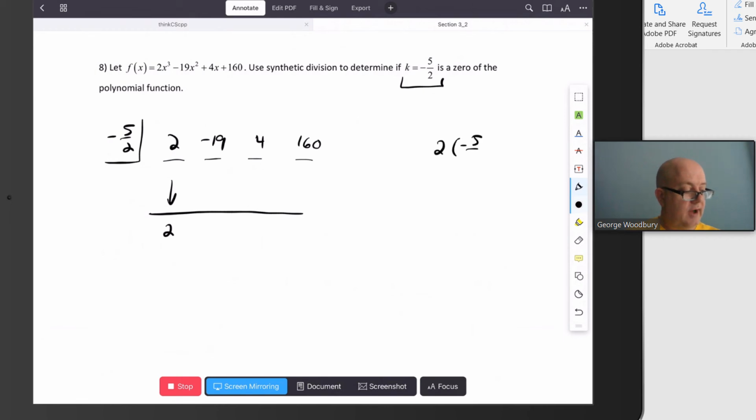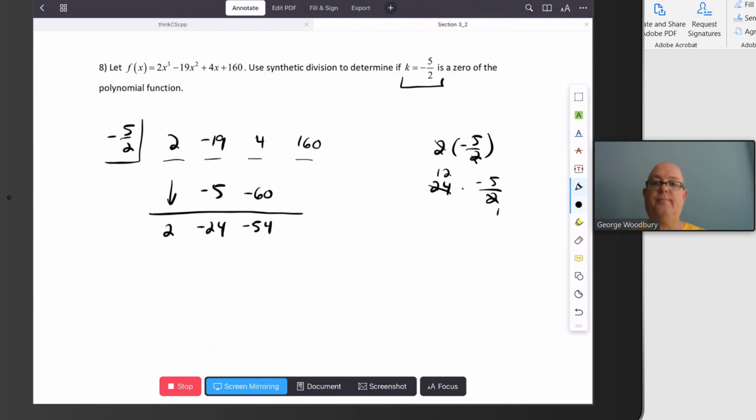2 times negative 5 halves is negative 5. Negative 19 and negative 5 combine to be negative 24. Now we're going to multiply 24 by negative 5 halves. 2 goes into 24 12 times. 12 times negative 5 is negative 60. 4 plus negative 60 is negative 54. Negative 54 times negative 5 halves.